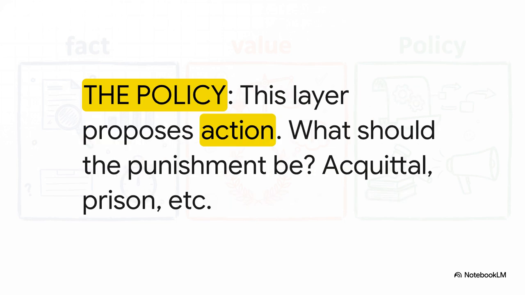And then, at the very top of the pyramid, based on the facts and our value judgment, we finally get to the claim of policy. What should we do about it? What is the right and just punishment? Acquittal? Prison? This is the action, the final step that flows from everything that came before it.